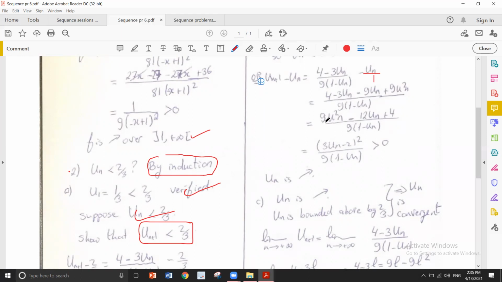The numerator I can write as 3 un minus 2 squared, over 9 into 1 minus un. We proved that this is positive. So it turns out positive. So un is increasing.